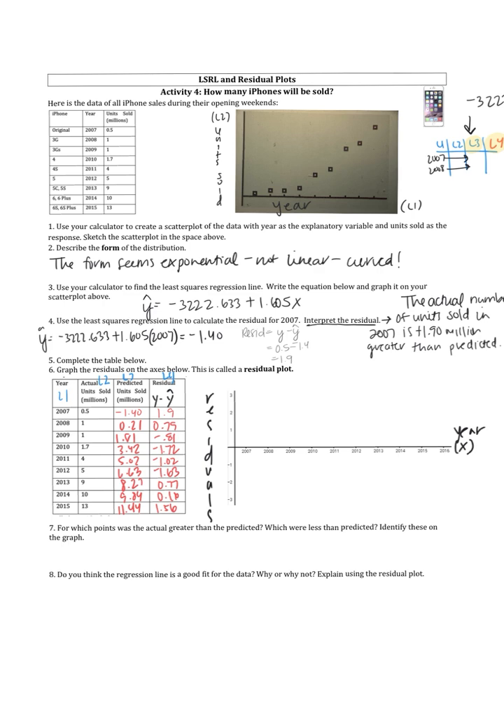All right, I'm just going to go ahead and plot these by hand. So the first value I have at 2007 is a residual of 1.9, 2008, 0.79, 2009, I've got negative 0.81, 2010, negative 1.72, 2011, negative 1.02, 2012, negative 1.63, 2013, I've got 0.77, 2014, 0.16, and 2015, 1.56.